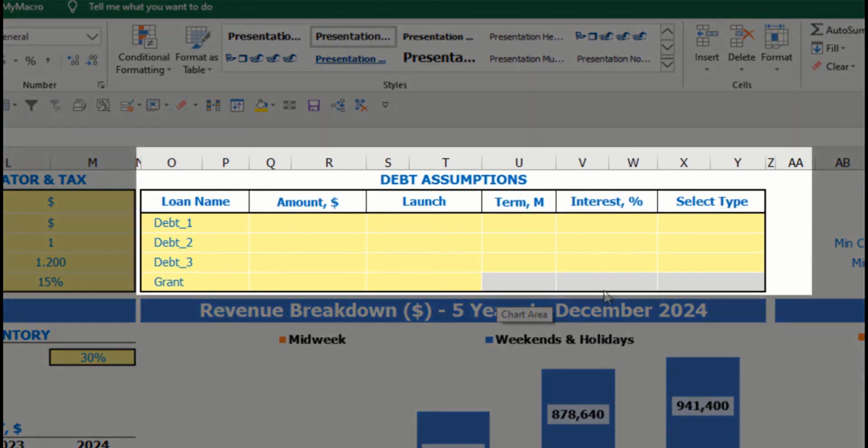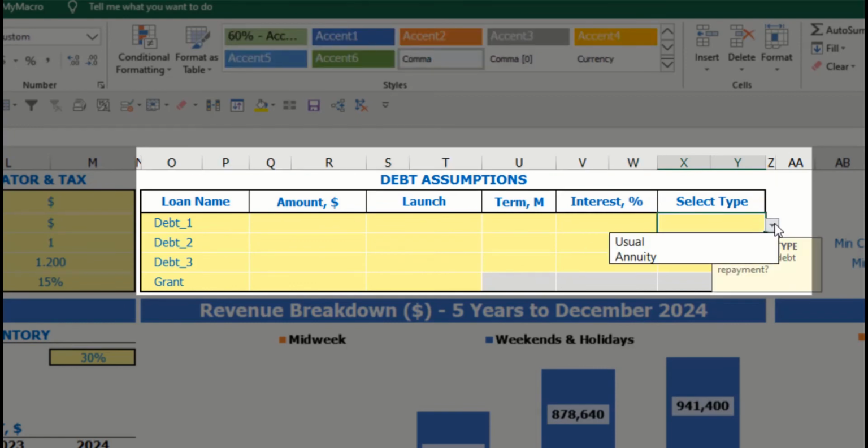Also, on the top of the dashboard we have debt assumptions. Let me show you how it works. For each debt you're able to select the debt type. There are 2 debt types in the model, which are annuity and usual. Annuity means that each monthly payment, which consists of your debt repayment plus interest expenses, will be equal each month. In case you select usual, your main debt repayments will be equal parts, and interest will be just interest on the debt's closing balance.